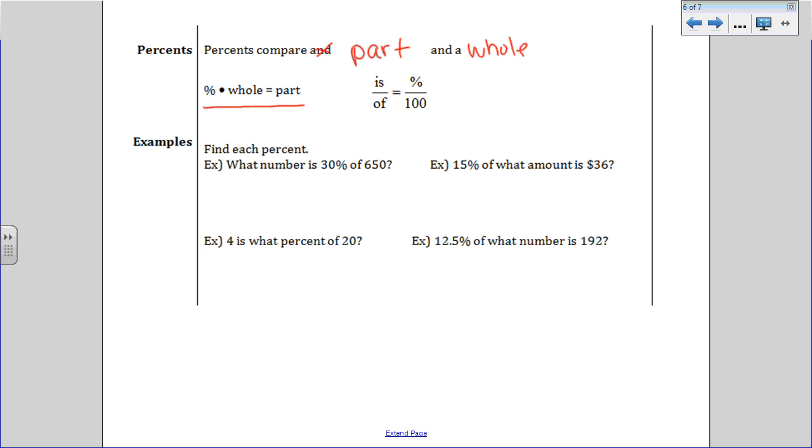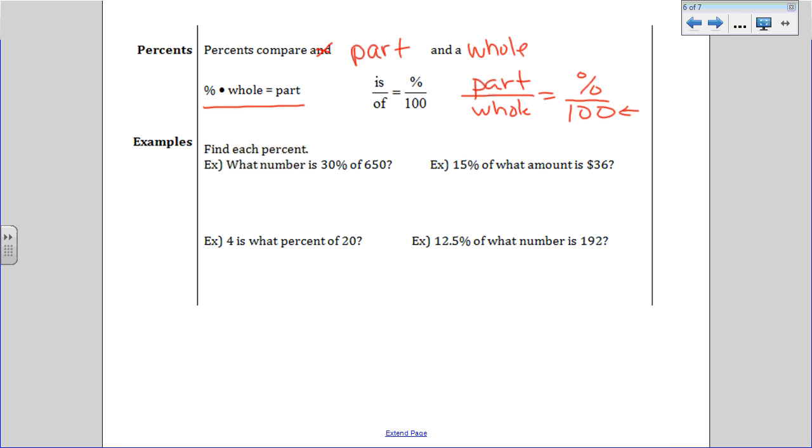But most of what you guys are used to looking at is is over of equals percent over 100. What that means is if you compare the part over the whole, that's the rate you're going to use, that equals your percent over 100. 100 is always in your problem. The other 3 parts you'll fill out.